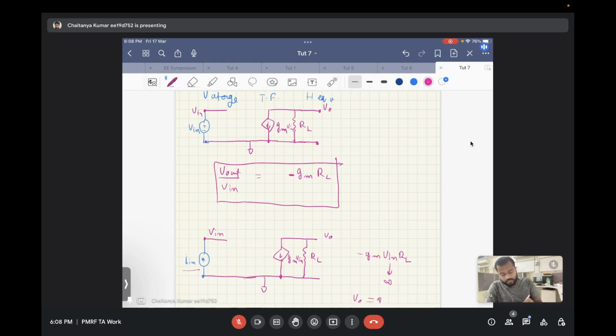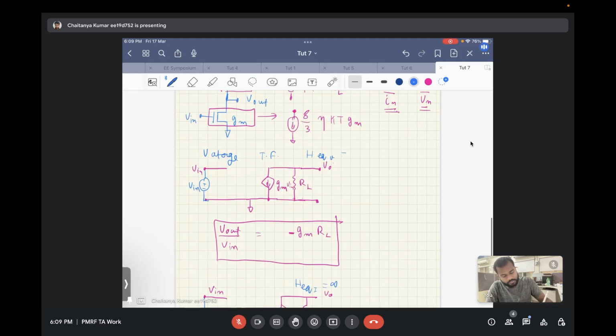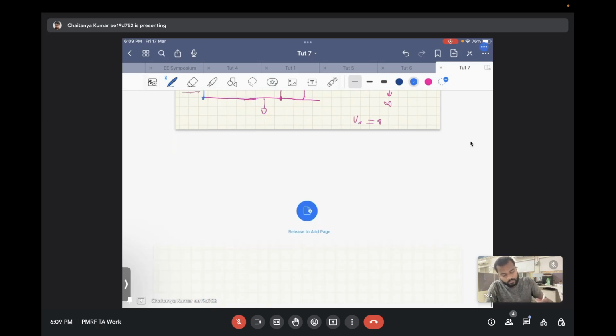So we see that whatever current we give at the input, the current transfer function, that is H equivalent I, is equal to infinity, while the voltage transfer function was minus Gm RL.